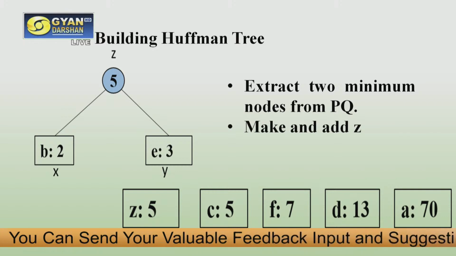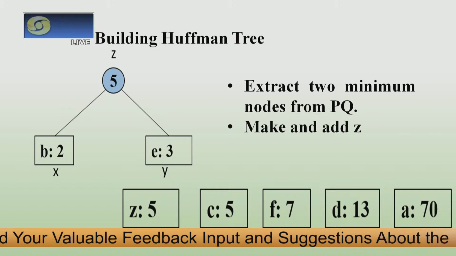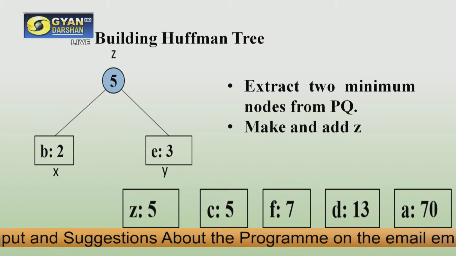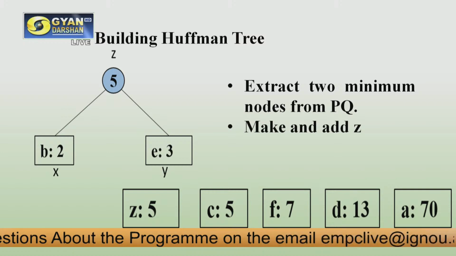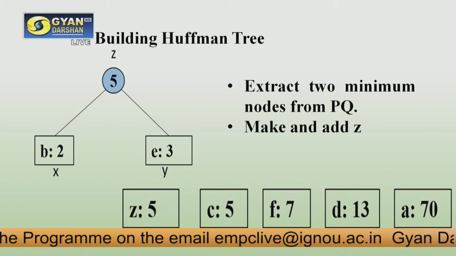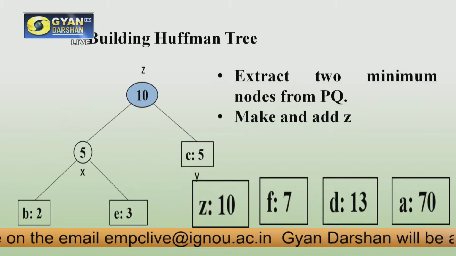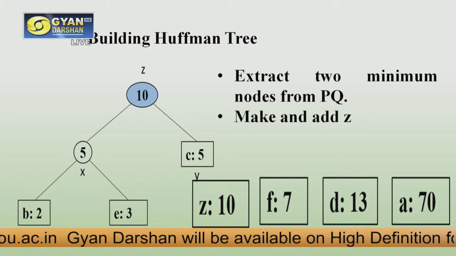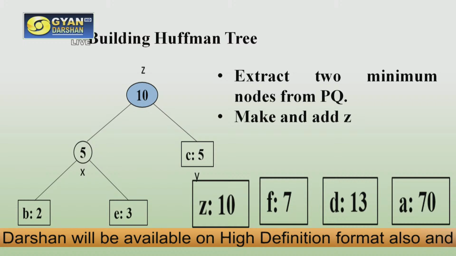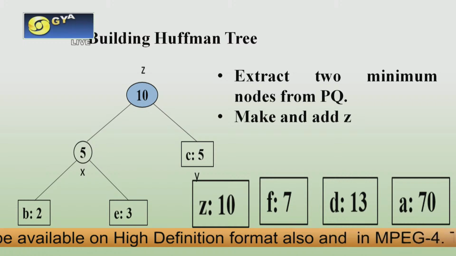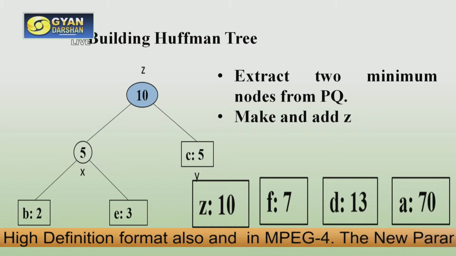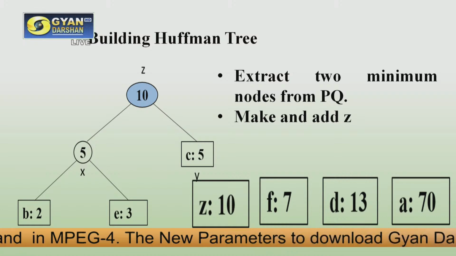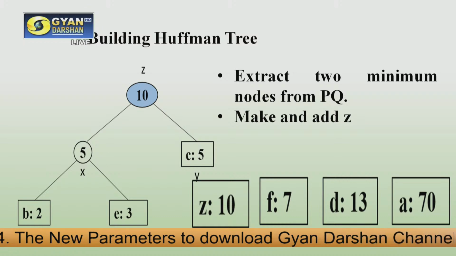Now once again, which are the smallest? Z as well as C. So we will once again take Z as well as C. Z is already 5, with B2, E3. Now we will couple it with C5. You can see B2 and E3 are already there, C5 has been added, and Z's earlier frequency was 5 and the new frequency is 5. So now it becomes 10. Okay, so 5 plus 5, 10.